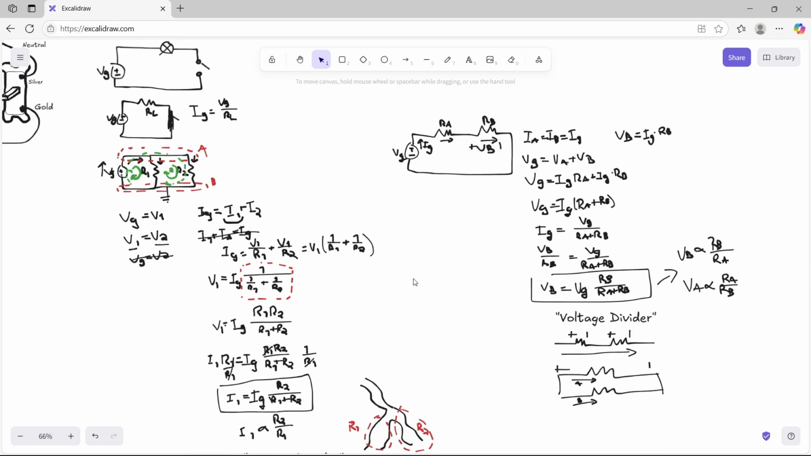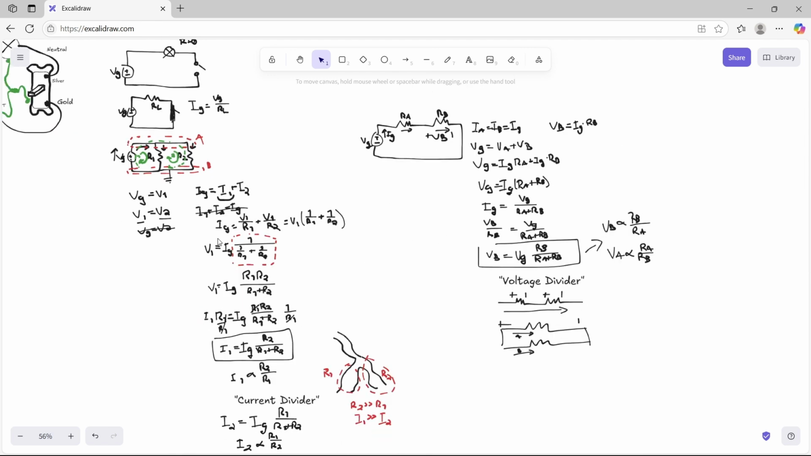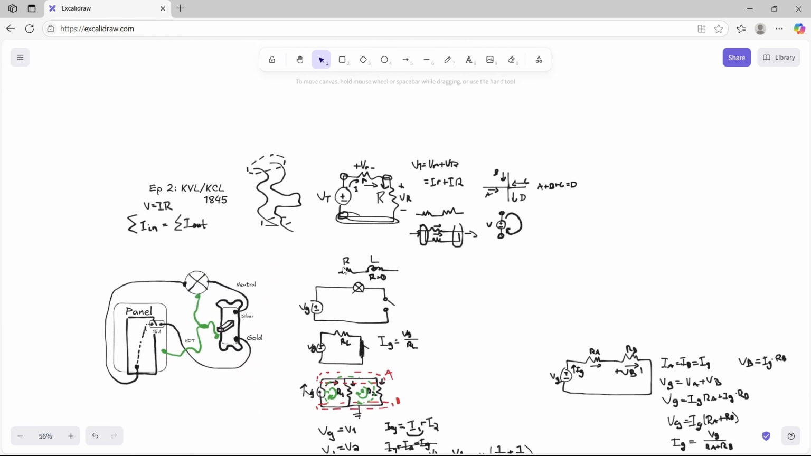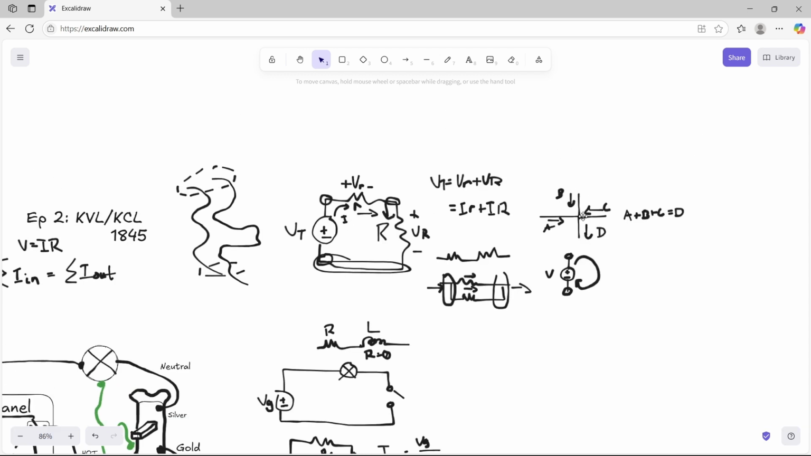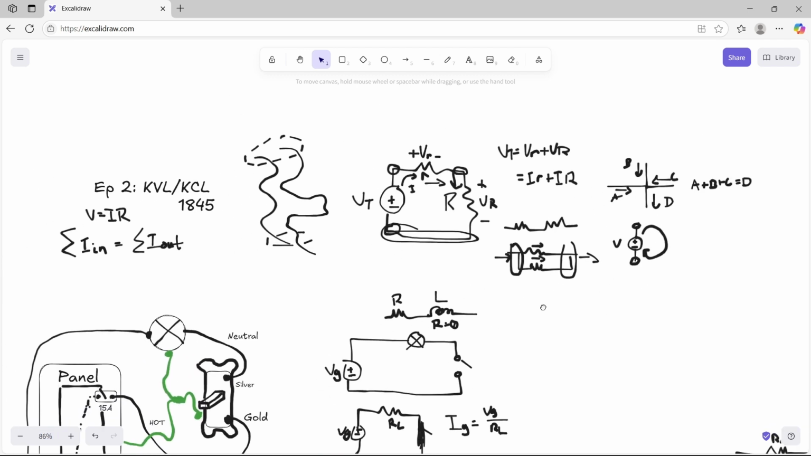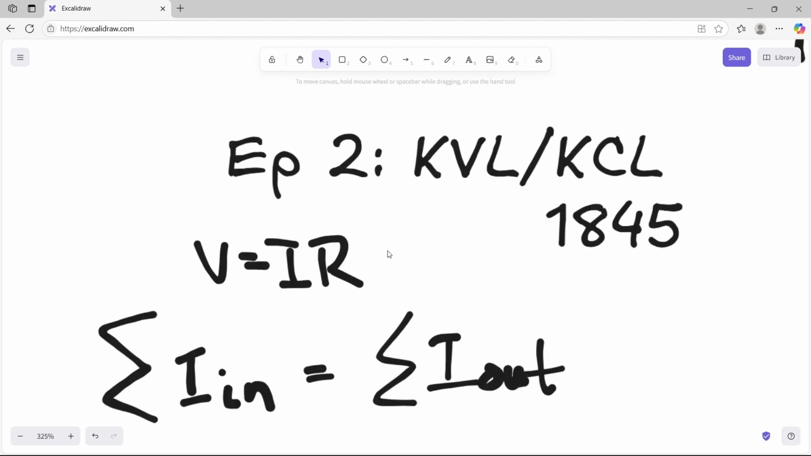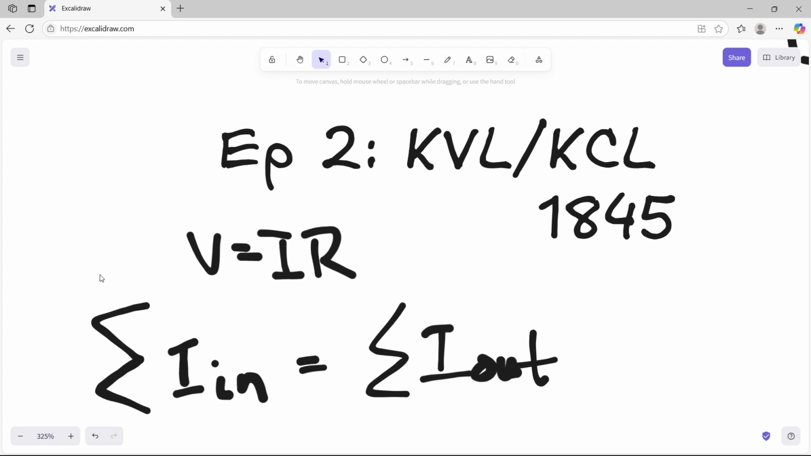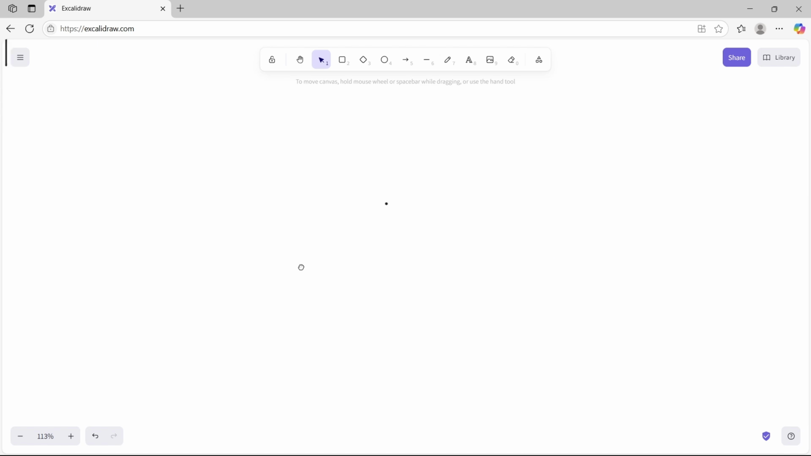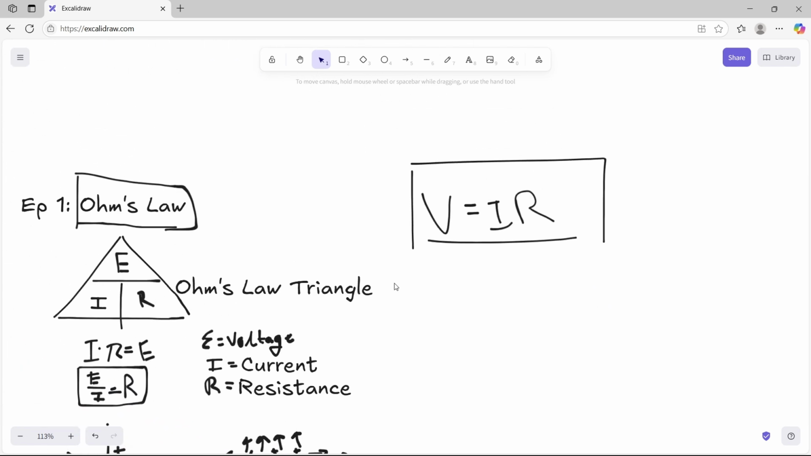So in today's video, we've gone over voltage dividers and current dividers. We've introduced nodes and junctions and loops and meshes, and we've sort of discussed this idea of Kirchoff's voltage and current laws, that whatever you're putting into a circuit must come out of the circuit, a la the law of conservation of energy and mass. And it all sort of relates back to Ohm's law in that V equals IR.